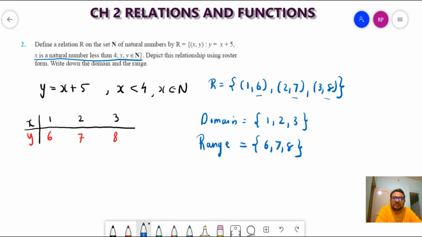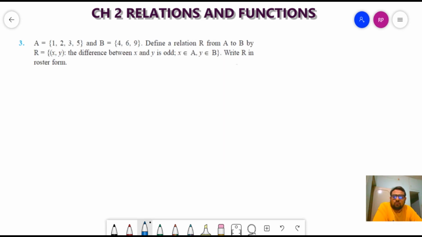Now let's move to the next one. That is question number 3. Question number 3. Here set A and B are given. Okay. Set A it is 1, 2, 3, 5. And set B it is 4, 6 and 9.